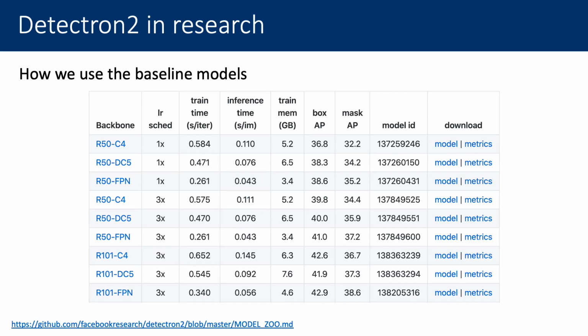Next, I will talk about a few aspects of computer vision research using Detectron2 as an example. We'll start with the model zoo that we published on our GitHub. It's a list of baseline models that we trained and released, and we'll discuss why we choose these models and how we use them in our research.